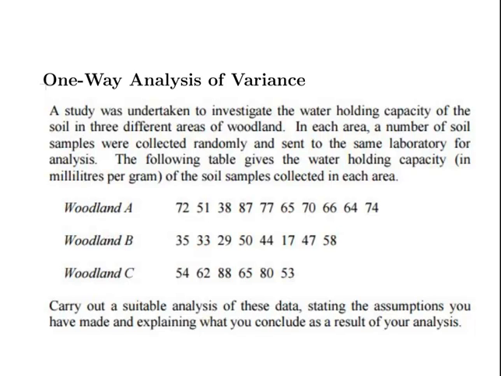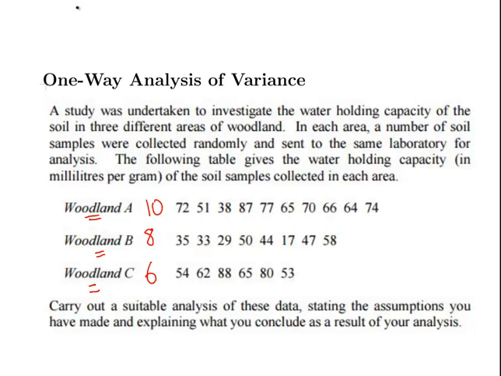So we have 3 areas and therefore 3 groups of samples: woodland A, woodland B, and woodland C. Here we have 10 observations from woodland A, 8 observations from woodland B, 6 observations from woodland C. Just before we even get started, the task is to carry out a suitable analysis. So that's one way analysis of variance.